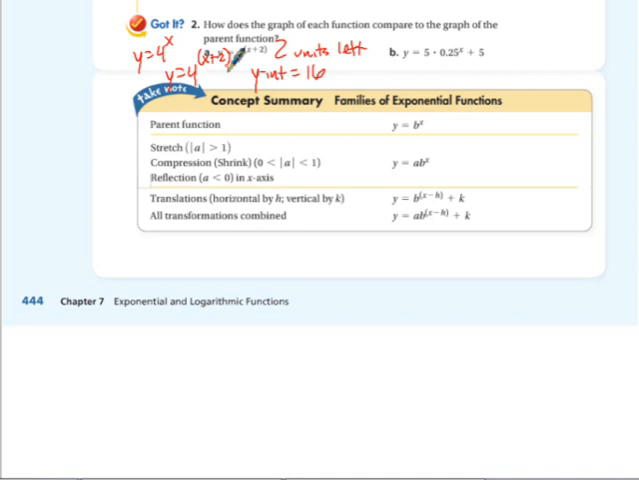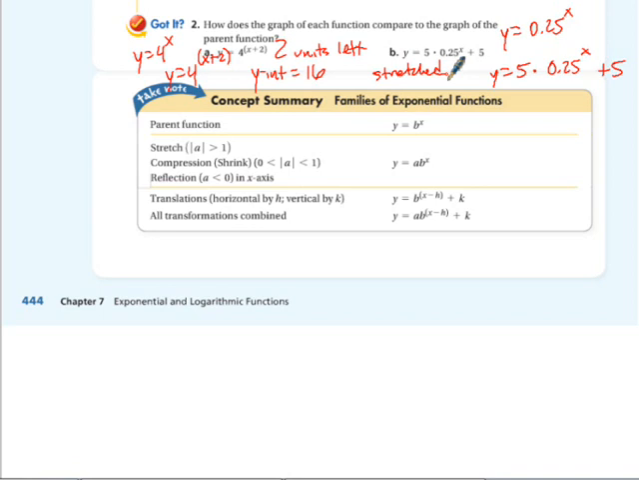Okay. Here we're going to compare y equals 0.25 to the x, and then y equals 5 times 0.25 to the x plus 5. So how is that one different? Hopefully you wrote something down along the lines of it stretched the graph. It stretched it by a factor of 5, so it's been stretched.